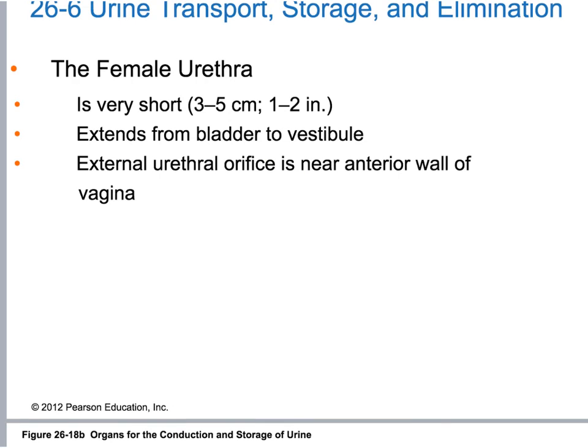In contrast, the female urethra is very short. It's 3 to 5 centimeters or 1 to 2 inches. It extends from the bladder to the vestibule. The external urethral orifice is near the anterior wall of the vagina.